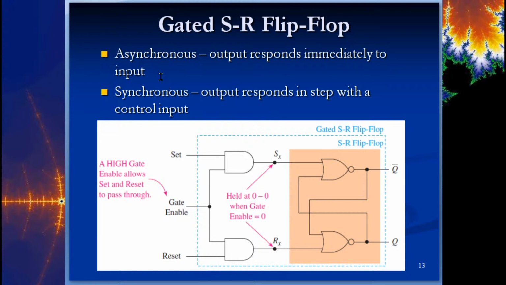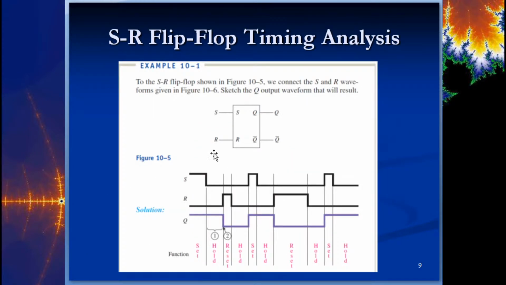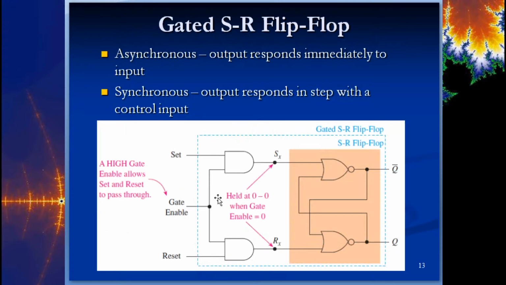So asynchronous, output responds immediately to the input. Synchronous, output responds in step with a control input. And it could be as basic as a simple input like this that somebody uses a push button to push it on and off. That's still a synchronous system. Whereas if set and reset, as you saw in the previous example here, there is no control input. Whenever set and reset change, you get a change on the output Q here. Okay, so if you have a gate out in front, essentially you're enabling those inputs or you're disabling those inputs.